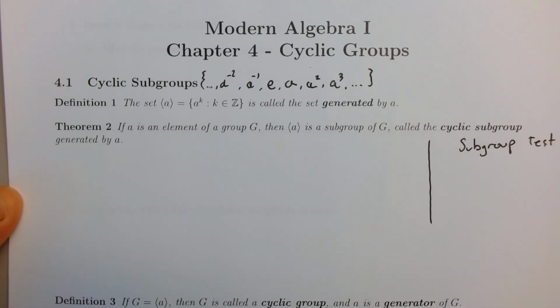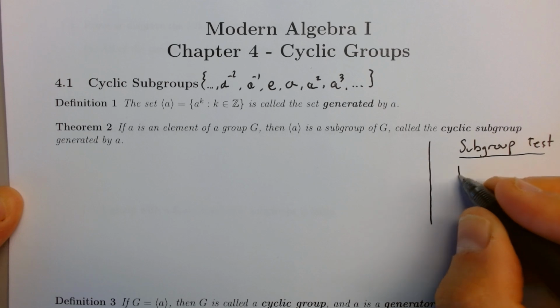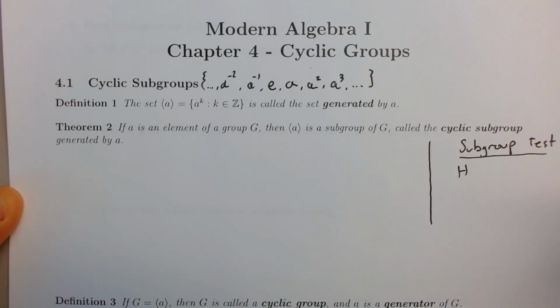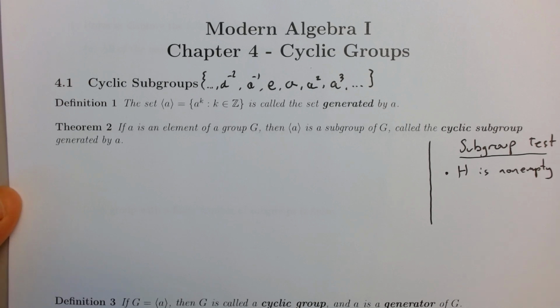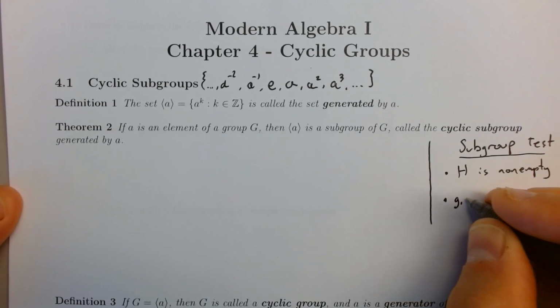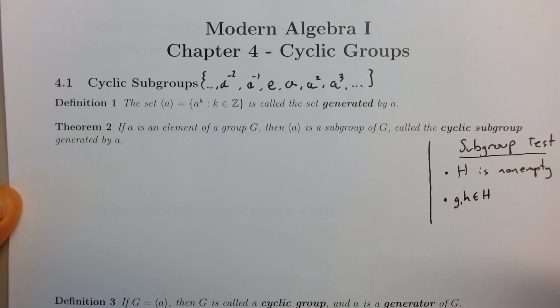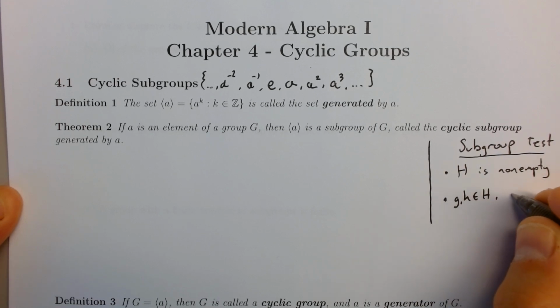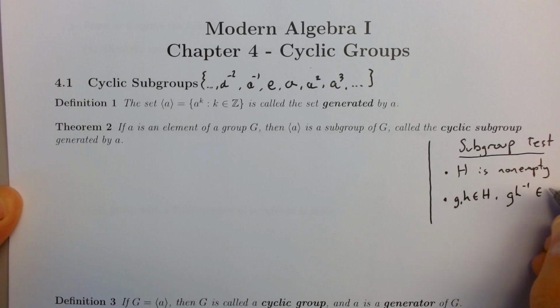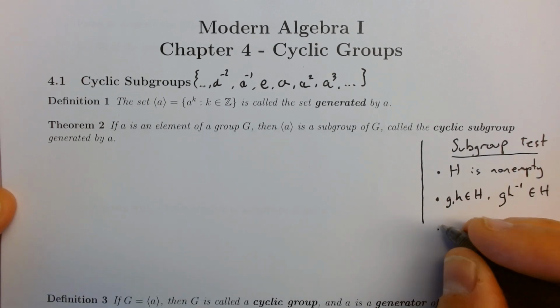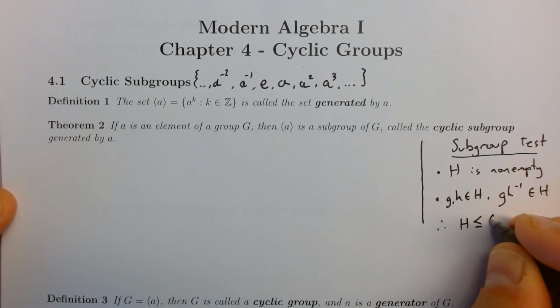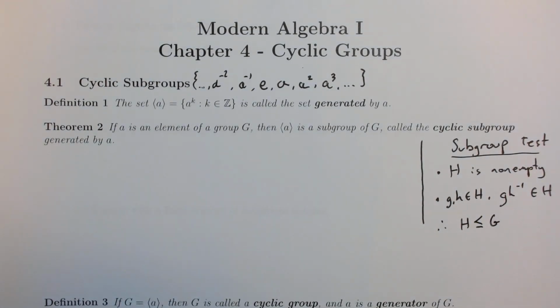So the subgroup test: first is that H, the thing that we're testing, is non-empty. That's the first thing we need. And also, whenever I pick two elements g and h from H, if I form g h inverse, that also belongs to H. If these two things are true, then H is a subgroup. We use this little symbol with the less than or equal to sign, H is a subgroup of G.